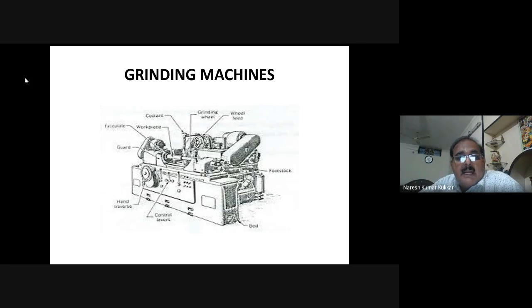There are many types of grinding wheels, but the machine shown is a very big machine. It's used for industrial purposes. There is a feed stroke, bed, control lever, hand reverse. The workpiece, a single workpiece, is situated like in a lathe machine. They both have poles, and both poles hold the workpiece.